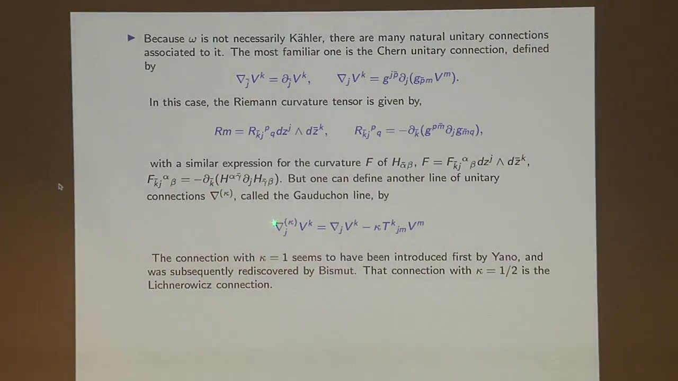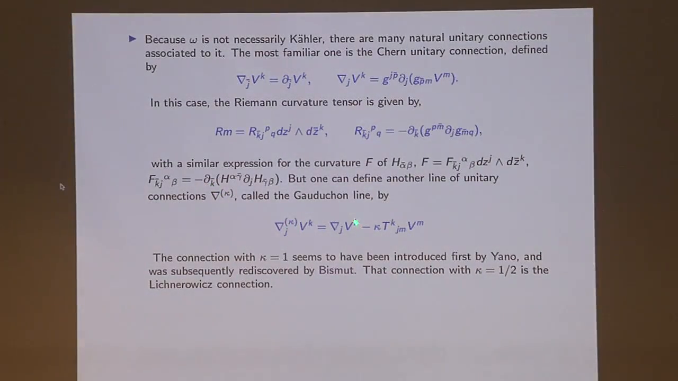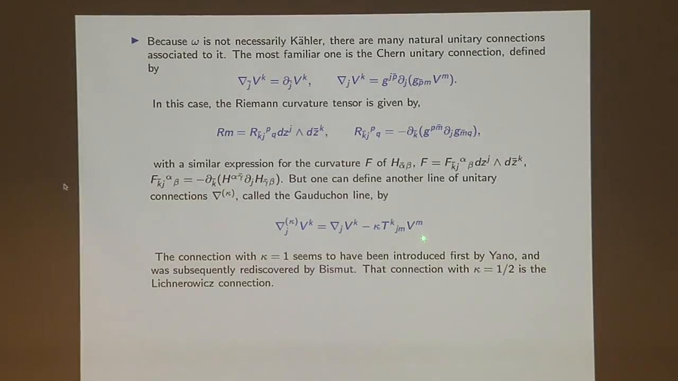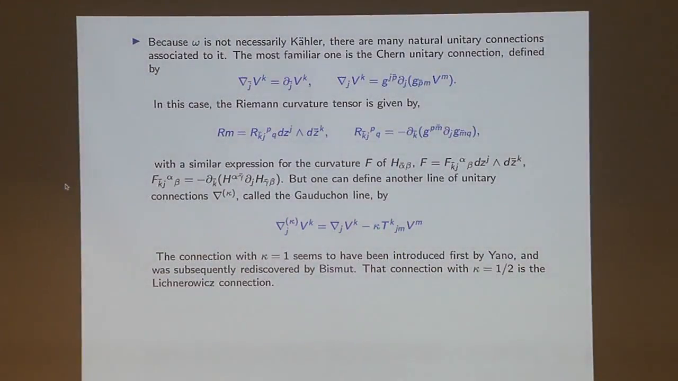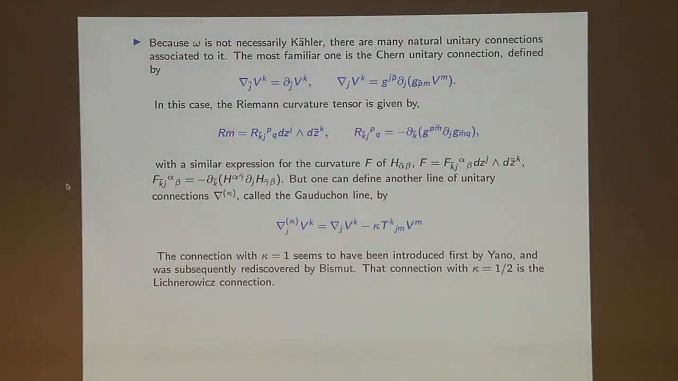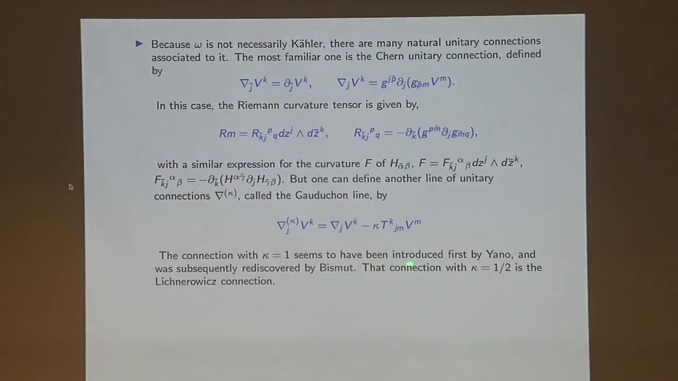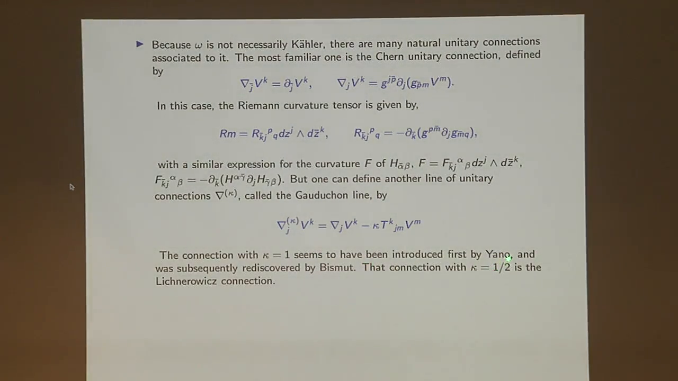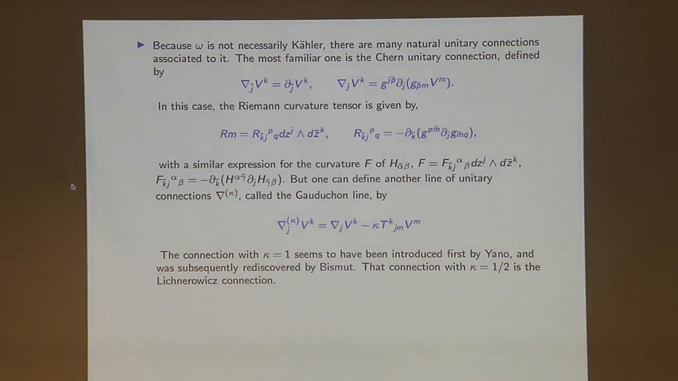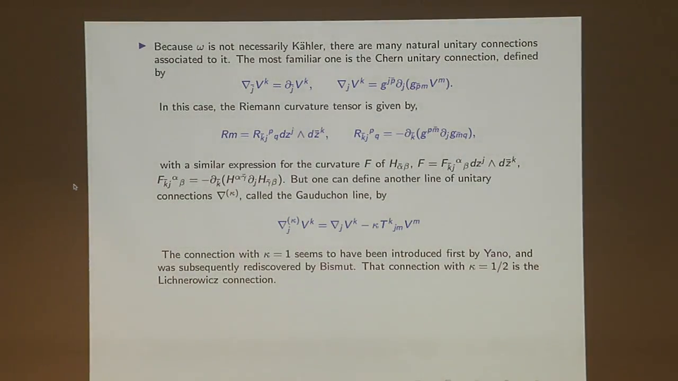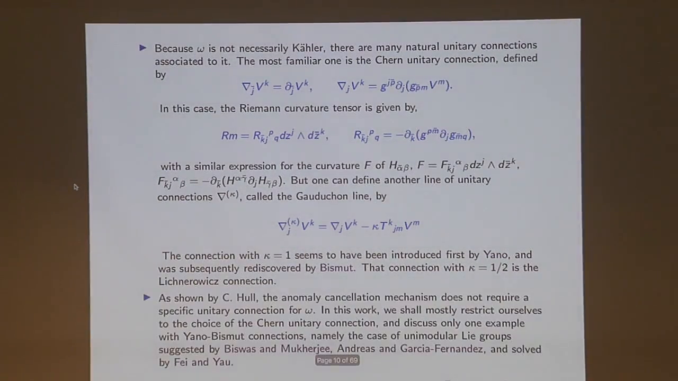So the way you can think about it is that you can take the Chern unitary connection, and then you can correct it by adding a torsion term. And that you can add by a parameter kappa. And now it seems that this formula was used rather often in the physics literature, where they refer to an old book of Yano, and it was subsequently rediscovered by Bismut. And different values of kappa are interesting. So kappa equal to a half is the so-called Lichnerowicz connection.